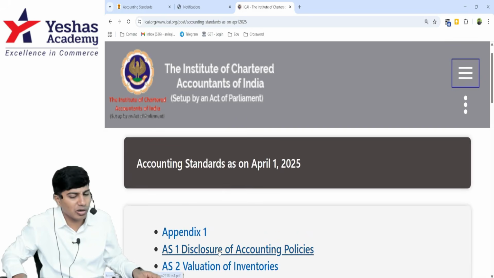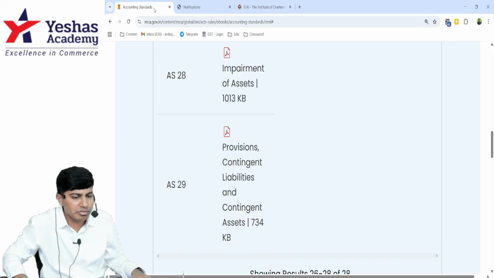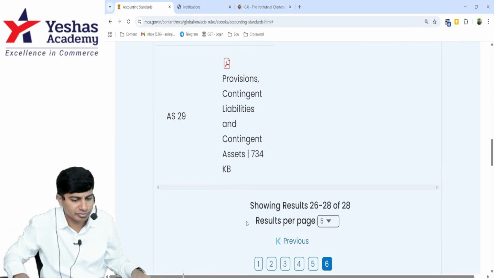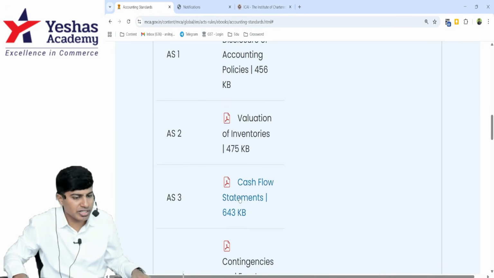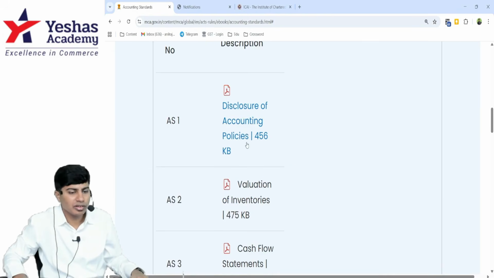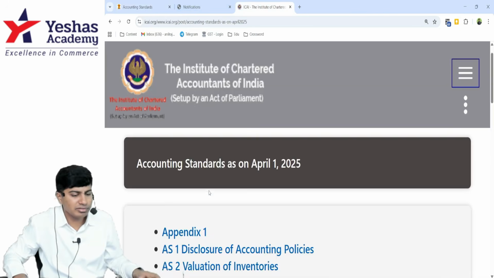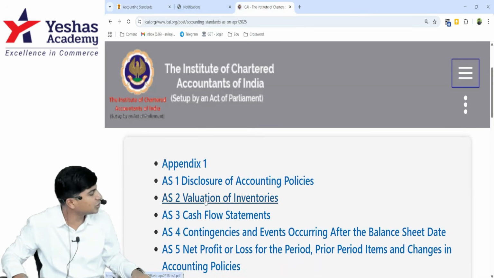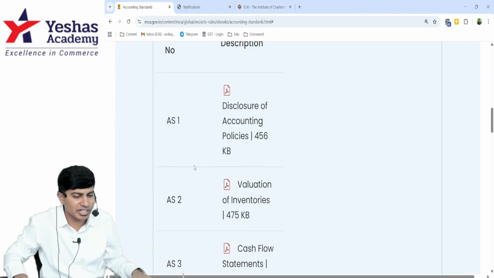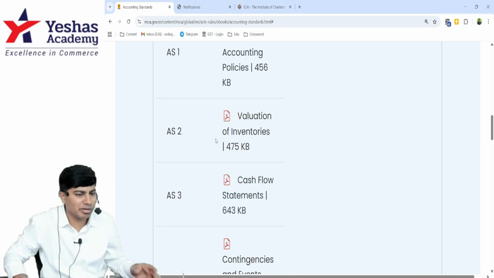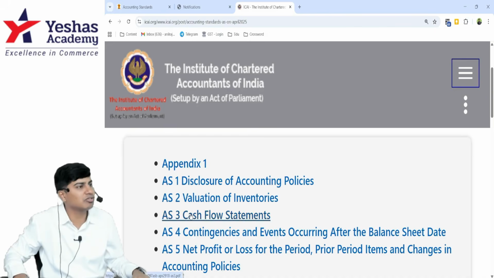AS1, disclosure of accounting policies. What is there on the MCA website? AS1, disclosure of accounting policies. AS2, valuation of inventories. AS3, cash flow statement. MCA website, AS3 cash flow statement. ICAI also, AS3 cash flow statement.